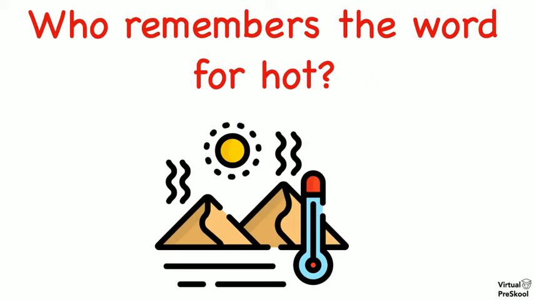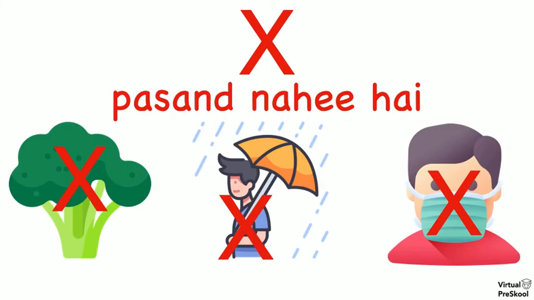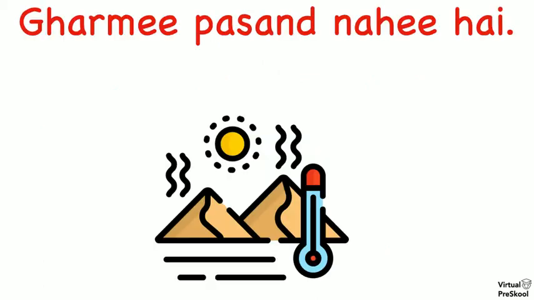Now, who remembers the word for hot? We learned this when we learned about the weather. If you said garmi or garam, very good. So how do we say I do not like when it's hot, or I do not like the heat? What was the phrase for do not like? Pasand nahi hai. And what was the word for hot or heat? Garmi. Garmi pasand nahi hai. Or again, if the word garmi is too hard for you to remember right now, just say heat pasand nahi hai.